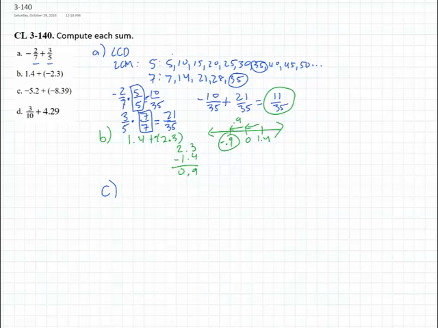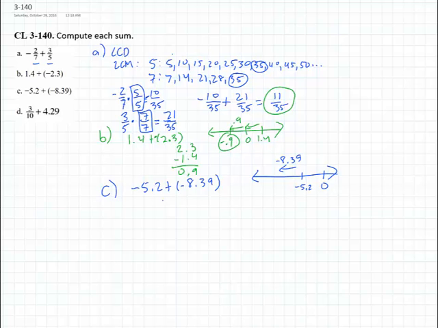C is -5 2/10 plus -8 39/100. And this is just like before. If we think about the number line, this is 0, this is -5 2/10, and we have to go left 8 39/100. Okay, so we're going farther away from zero. That means that the values are decreasing, but the absolute value is increasing.